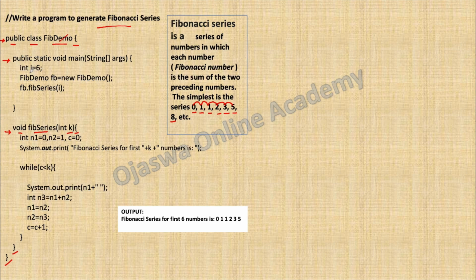Variable I is declared to store length of the series. How do we declare a variable? Data type, variable name, and you can assign the value: int I equal to 6. I is a variable of type int and value 6 is assigned to it. I is used to store the length of the series.